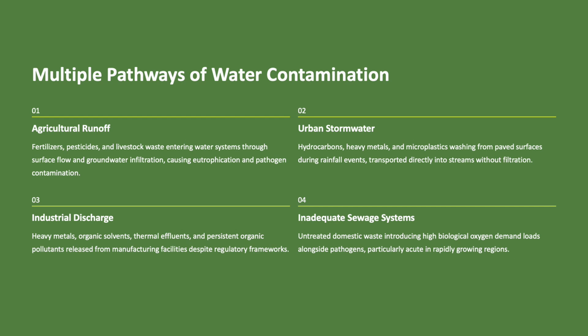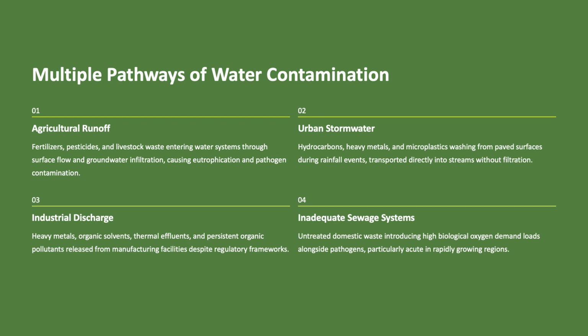Water contamination emerges from multiple pathways, each linked to human activities that introduce pollutants into freshwater systems. These pathways differ in origin and impact, yet together they create persistent challenges for maintaining clean and safe water resources. Agricultural runoff represents one of the most widespread pathways. Fertilizers, pesticides, and livestock waste enter freshwater systems through surface flow and groundwater movement.